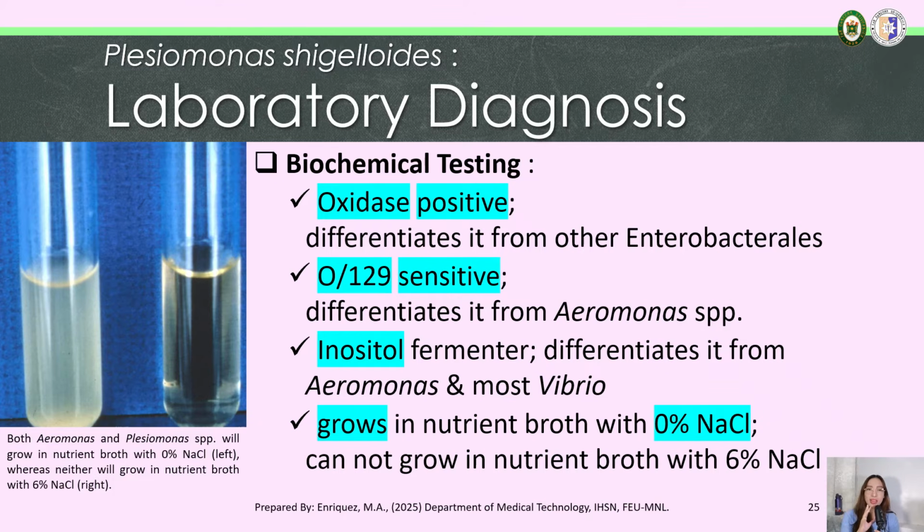Okay, ulitin po natin, kung ikukumpara natin, ang Vibrio species po kasi, they are mostly halophilic. Kaya mag-grow sila with the supplementation of 6% sodium chloride. But for Aeromonas and Plesiomonas shigelloides, they are intolerant to increased salt concentration, which is why they would grow on a nutrient broth with 0% salt, but they would not grow if there is 6% or higher concentrations of salt.